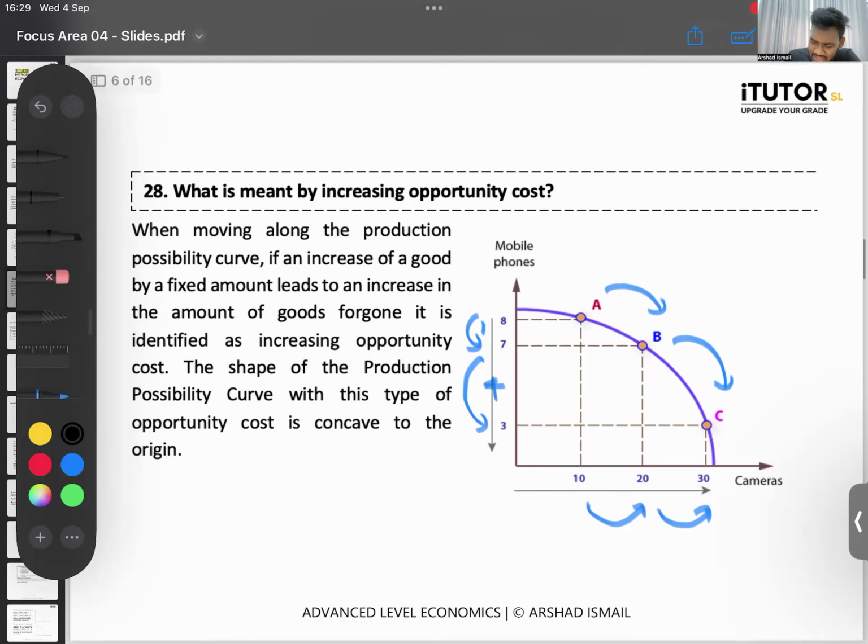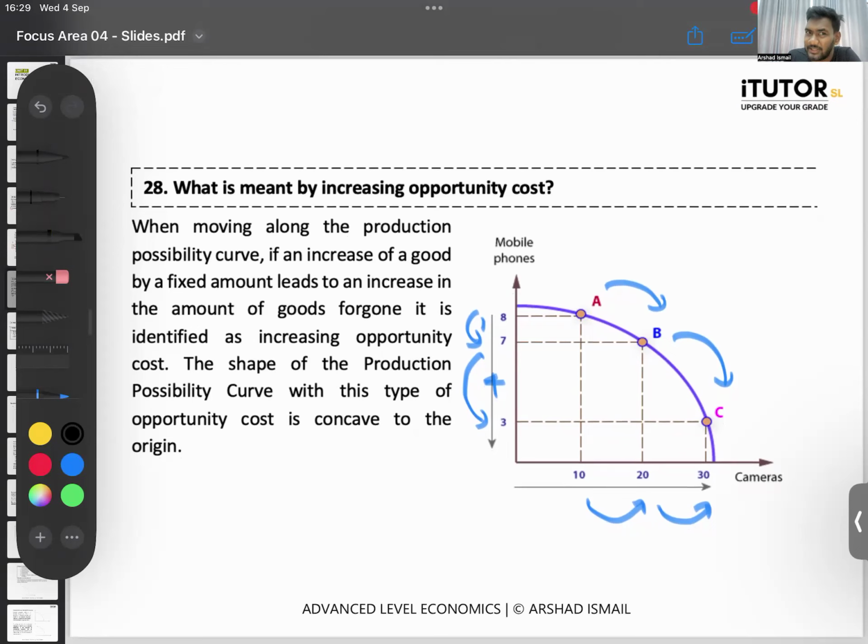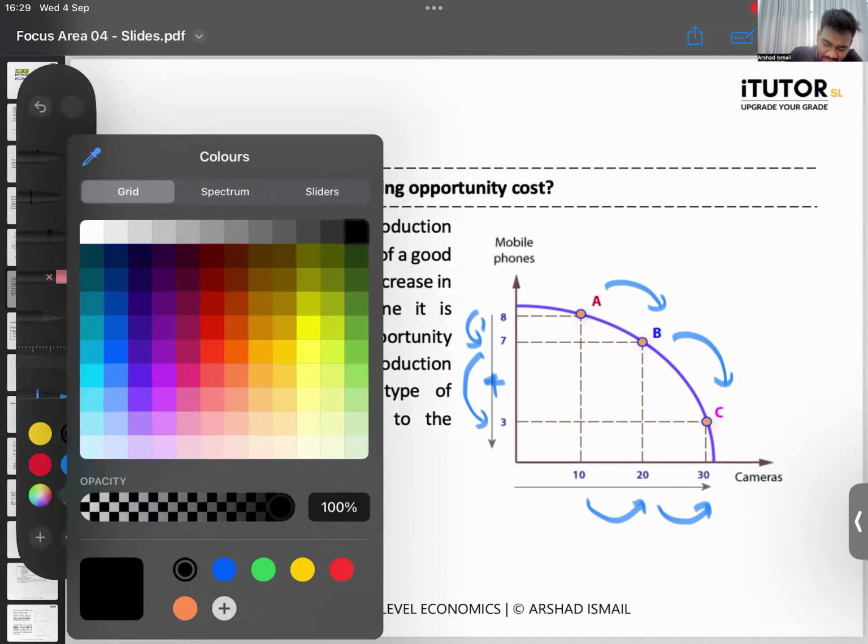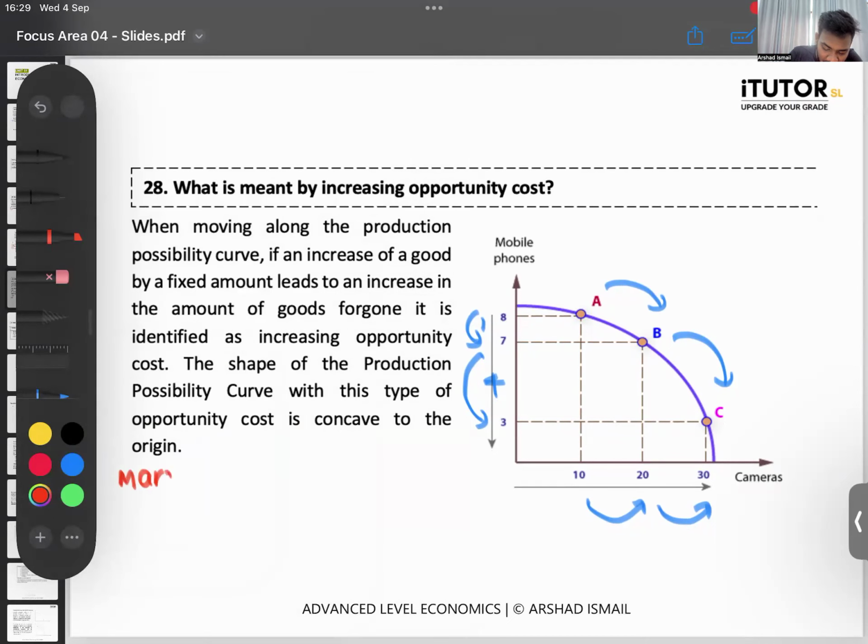Shall we just do a small calculation here also? We'll take my point B to C. Can you all quickly help me calculate the marginal opportunity cost when moving from point B to point C? Foregone divided by gain. Give me the numbers. When going from B to C, we are foregoing 4 mobile phones. Foregone 4. What are we gaining? We are gaining 10 cameras. So 4 divided by 10, you get 0.4. 0.4 units of what?